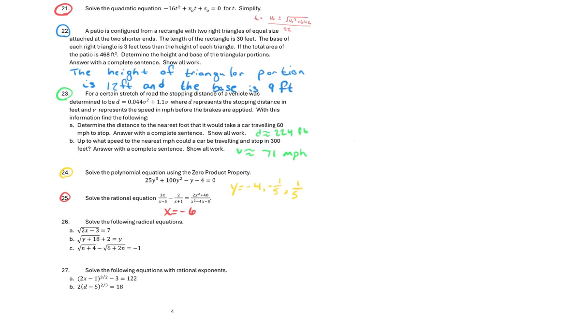Okay, looking at question 26a here, we have the square root of 2x minus 3 is equal to 7, and we want to solve this equation for x. First thing we need to do is get rid of this radical, or the square root, and to do that we have to square both sides. So we square both sides, and it gets rid of the square root on our left-hand side, so we put 2x minus 3, and 7 squared leaves us with 49.